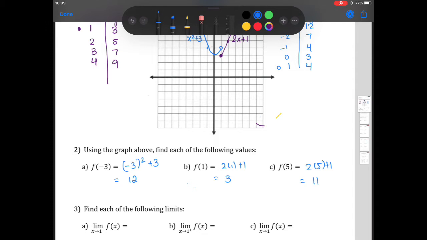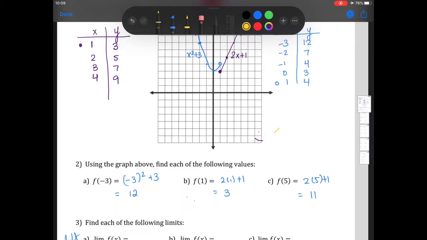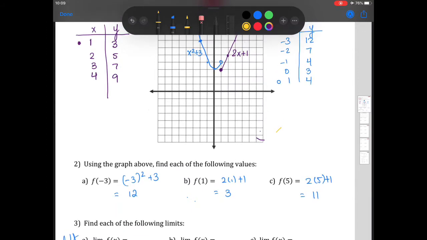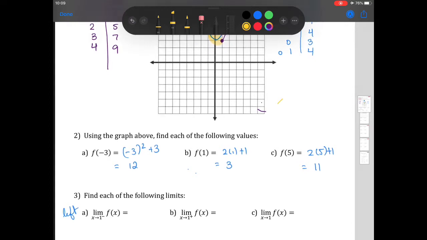Okay, so now this says limit as x approaches 1, the negative on top tells you left. Let's write that down. That's left. So as my limit is approaching from the left, I'm going to trace it. As x is approaching 1 from the left, I'm approaching 1 from the left. What y value am I approaching? It is 4.